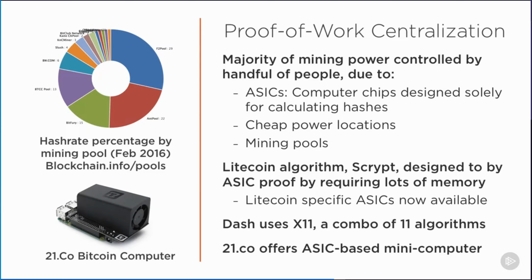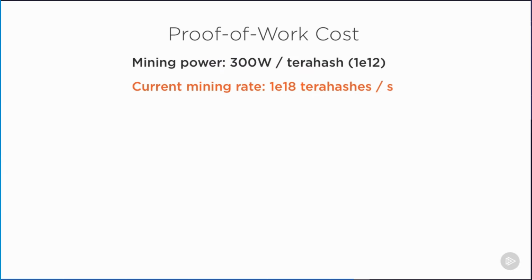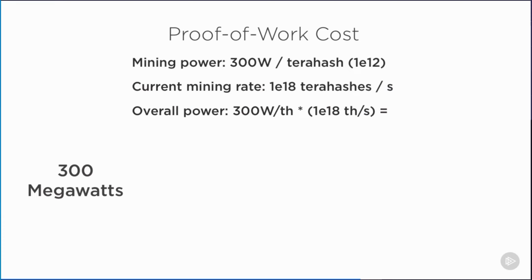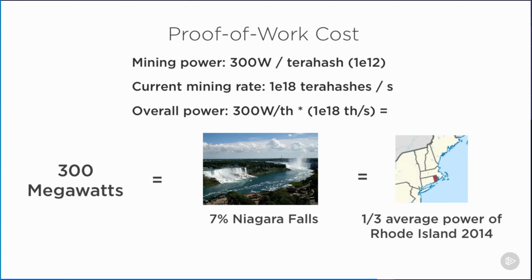In addition to centralization concerns in Bitcoin's proof-of-work scheme, many see the energy used in Bitcoin's system as wasteful. If we assume about 300 watts per terahash and a current hashing rate of 1 quintillion hashes per second, we arrive at about 300 megawatts of power for the total Bitcoin network. For comparison, this is about 7% of the power generated by Niagara Falls, 4,400 megawatts, or about a third of the average power used by the state of Rhode Island in 2014.